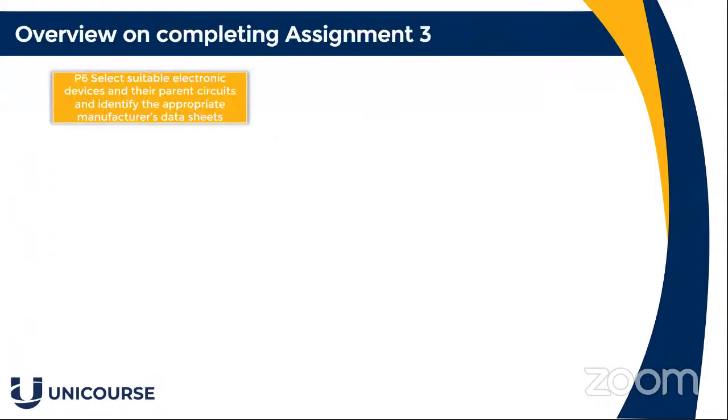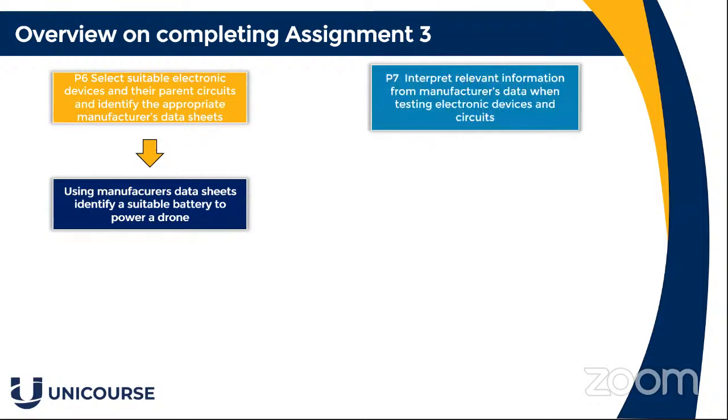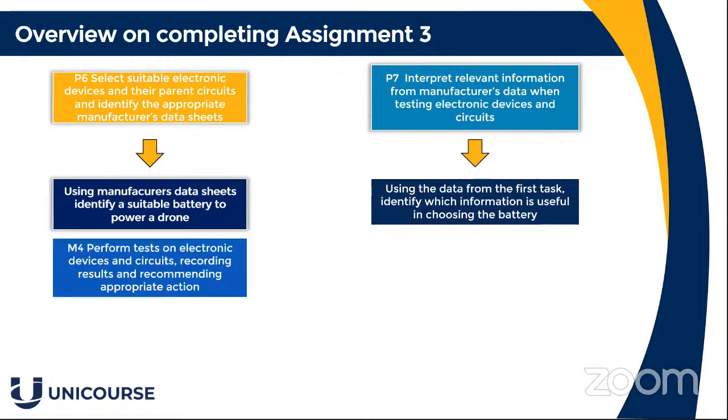So an overview. The first one is a pass one. You're going to select suitable electronic devices or components and look at the manufacturing data sheets. Basically, you'll be researching manufacturing data sheets and identify a suitable battery to power a drone. Interpret relevant information from the manufacturer's data sheets. You just want to confirm what sort of battery you've got. Basically, we're looking at the data from the first task, and then it'll allow you to identify the chosen battery.